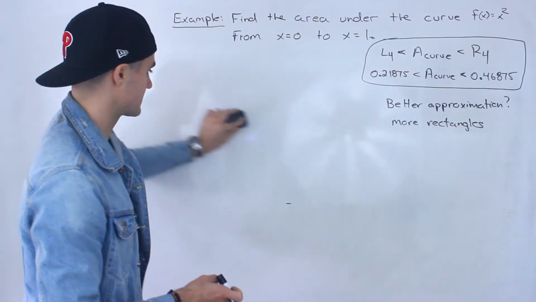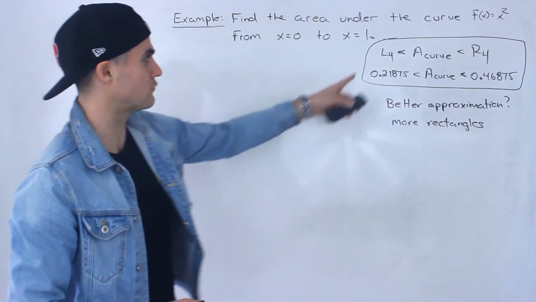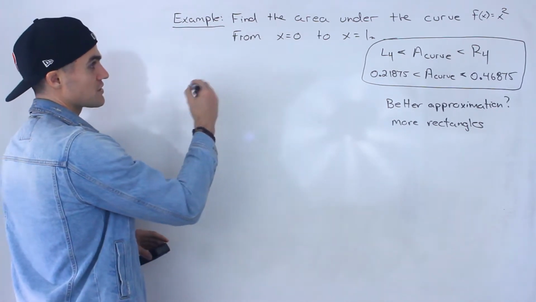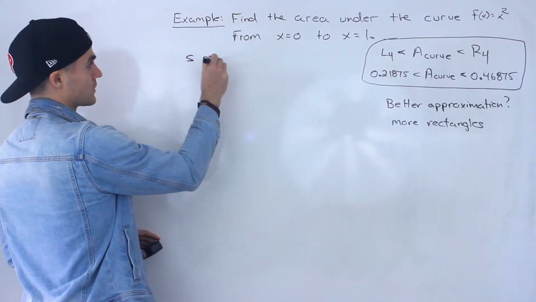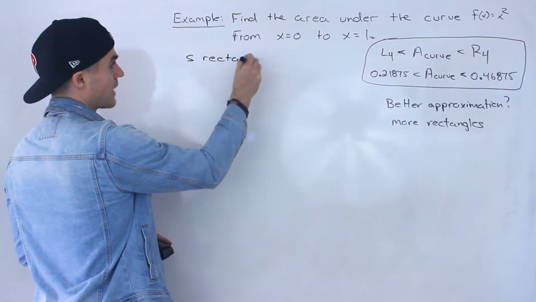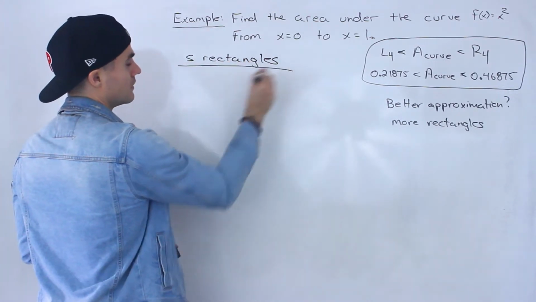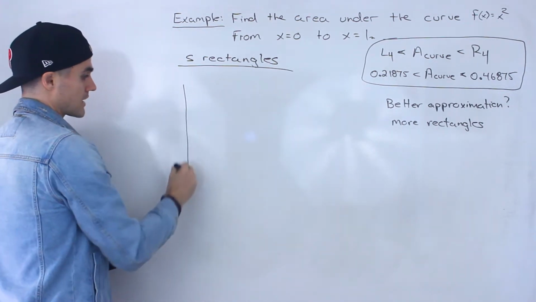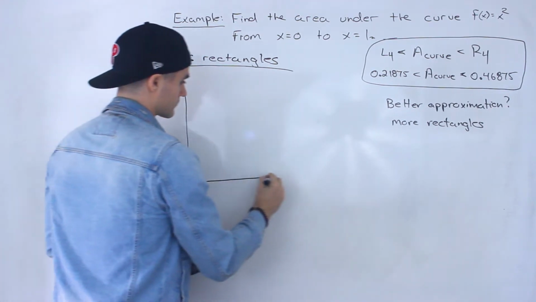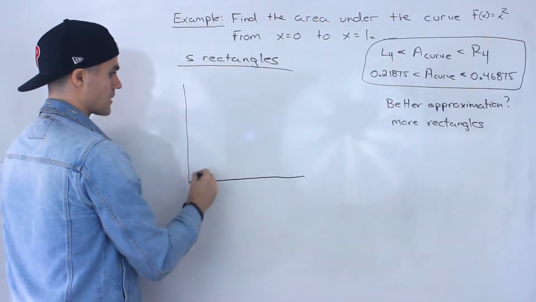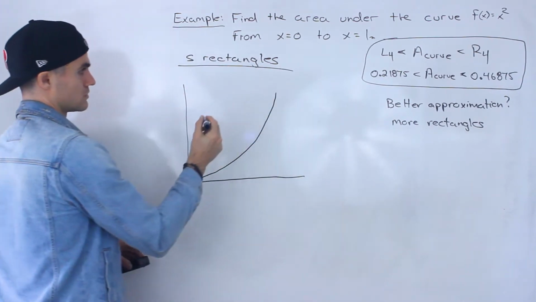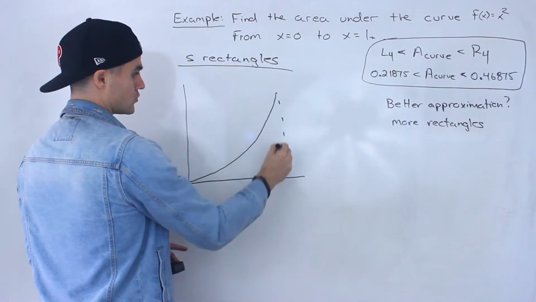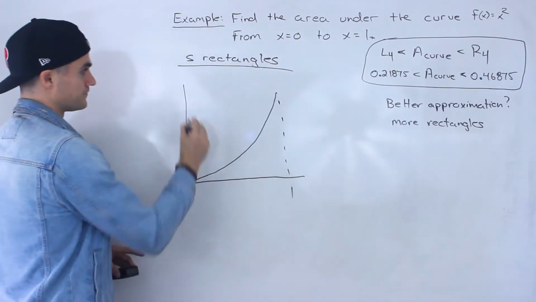So instead of using 4 rectangles now, I'm going to use 5 rectangles. We're going to go through the exact same process, perhaps a little bit quicker. But instead of using 4 rectangles, I'm going to be using 5 rectangles. So what I'm going to do is draw out y equals x squared from 0 to that x value of 1.